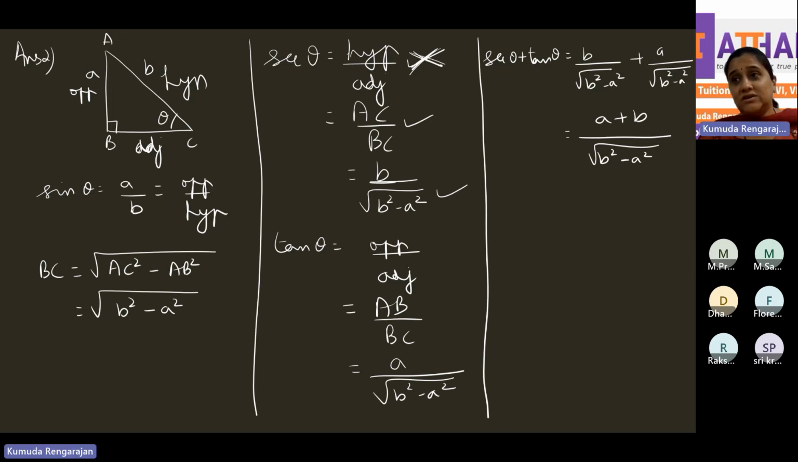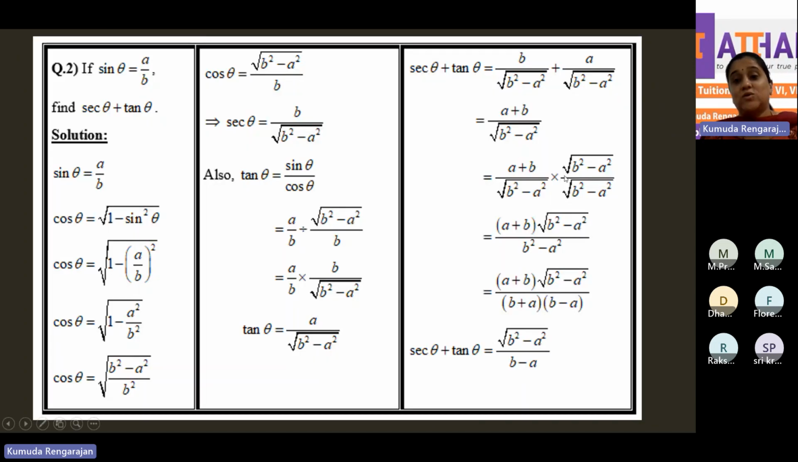You can actually leave it here, but if it is for 4 marks, then you have to rationalize the denominator. For 2 marks, you can leave it here. If it won't be for 4 marks, but if at all it is, you'll have to rationalize the denominator. I think I've done it here. Yeah, good, I've done it here. So that's what you see here, children.